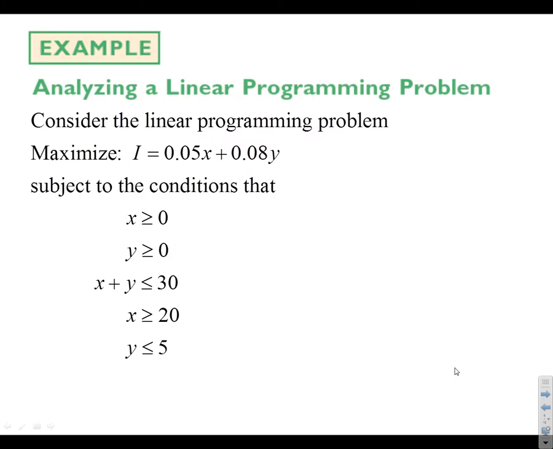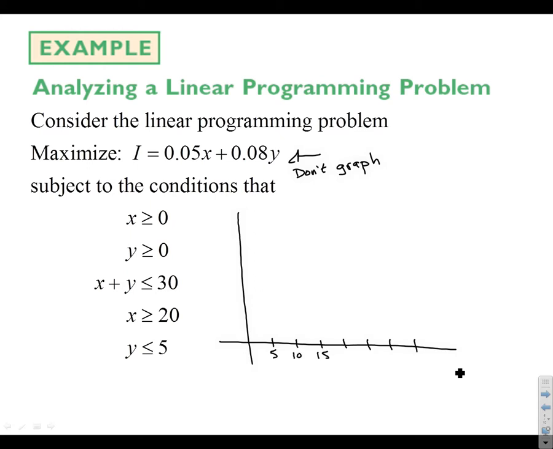So let's consider this linear programming problem. We're going to maximize I equals 0.005x plus 0.0008y. All right, this is the thing we're not going to graph. Don't graph that. We're going to take our graph and plug it back into that at the end. So let's go ahead and graph here. 5, 10, 15, 20, 25, 30, 35. And we're going to go, same thing, 5, 10, 15, 20, 25, 30. We'll go one more to 35.